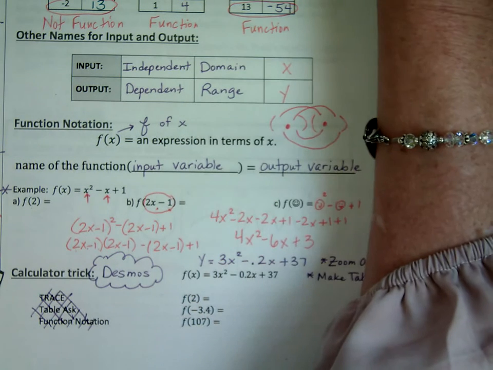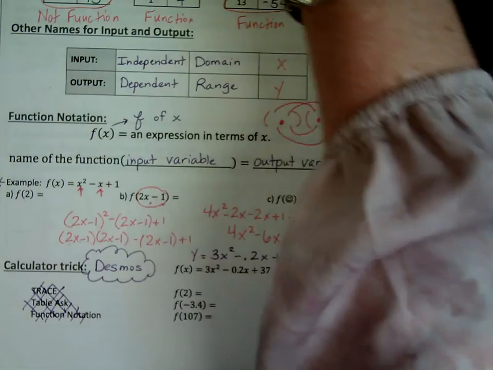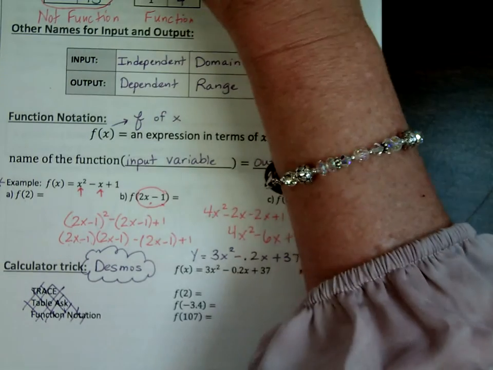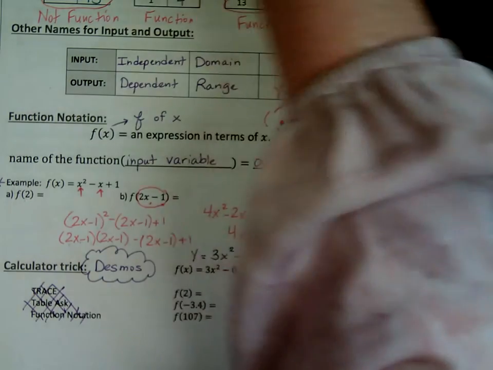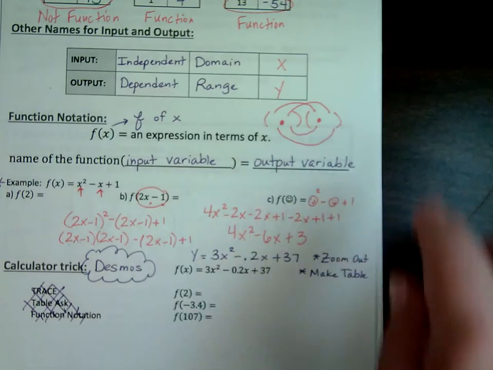All right, so you're putting in y equals, if it'll let me, there it is, y equals 3x squared. I'm at the bottom of the first page of notes.